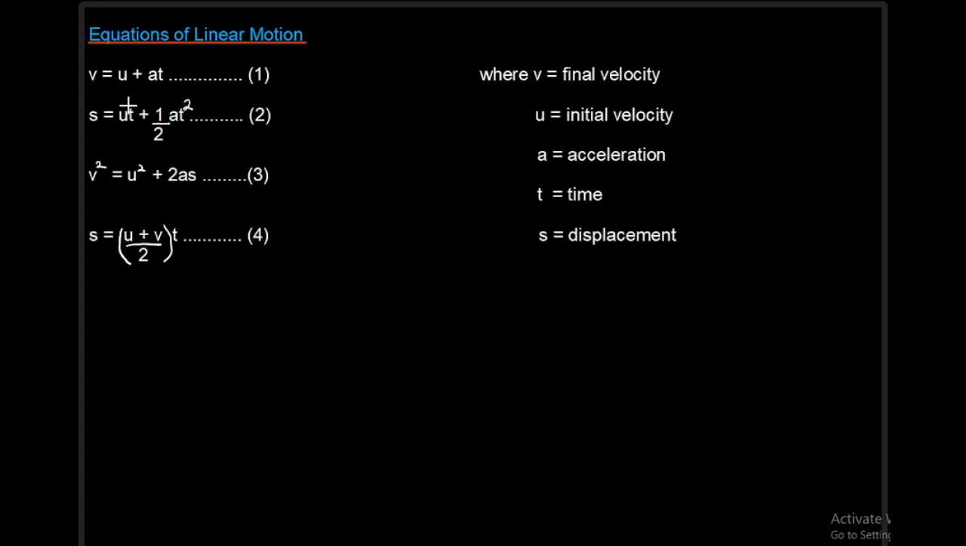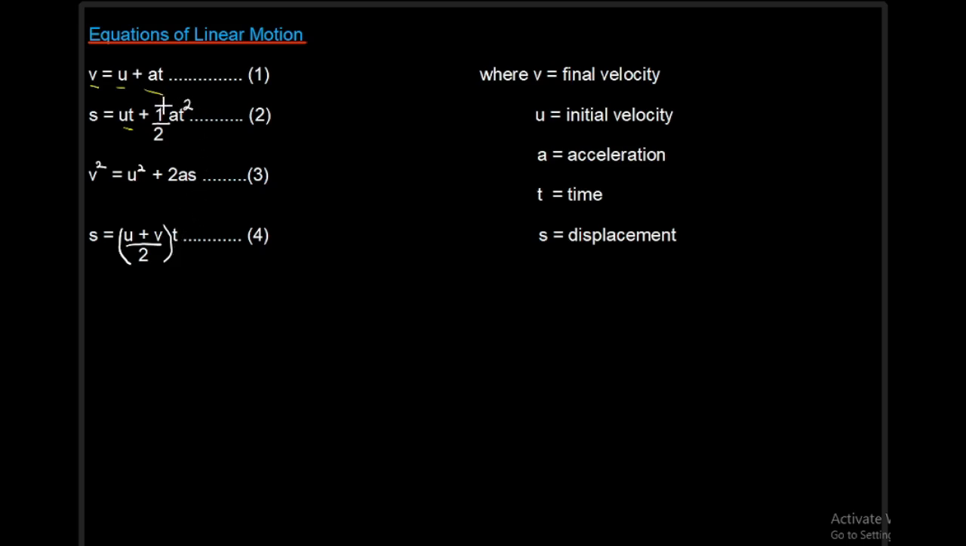In this lesson, we're going to be talking about the four equations of linear motion. Linear motion has four main equations, and the first one is v equals u plus at. The second one is given as s equals ut plus half at squared. The third one is given as v squared equals u squared plus 2as. And the fourth one is given as s equals (u plus v) all over 2, multiplied by t.